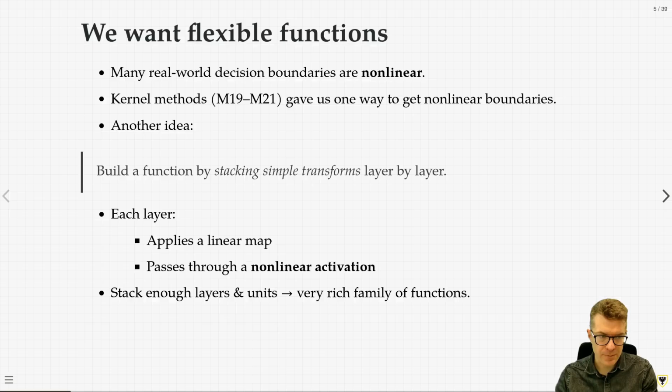But what we'd like to do now is maybe take a function that can learn nonlinear relationships in the data by basically stacking together lots and lots of very simple transformations, ideally nonlinear ones, layer by layer. And what I mean by layer is you probably already know, but we'll get to that in a second. Every layer is going to have a linear map, and then there's going to be a nonlinear activation function through which this linear map goes through.